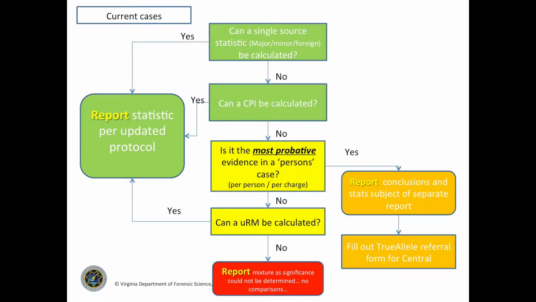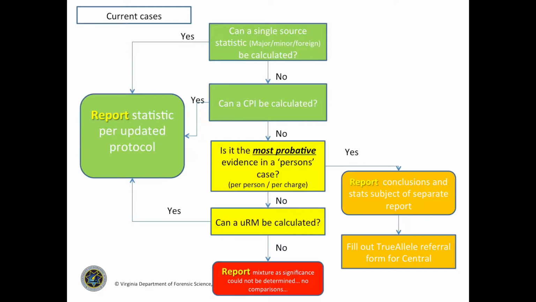This is our flow chart which summarizes our approach to statistics. At a bench examiner level, if they can calculate either one of those two, you can see in the green box they can report a statistic per our updated protocol. And when I say can a CPI be calculated, that is our modified CPI, meaning are all alleles above the stochastic level. Is it the most probative evidence in a person's case? And if it is the most probative evidence, then it's going to be forwarded to the TrueAllele team.